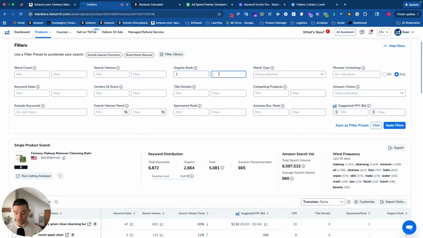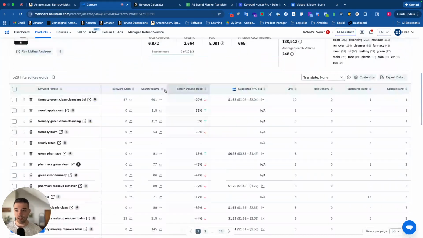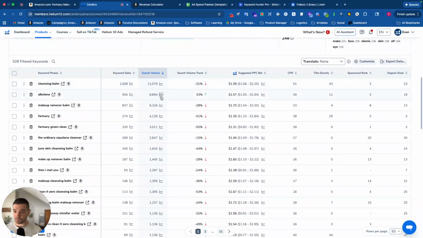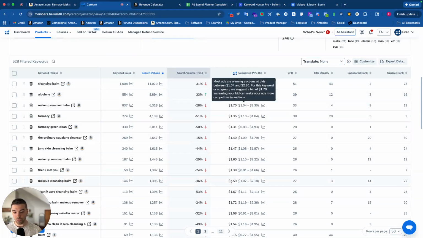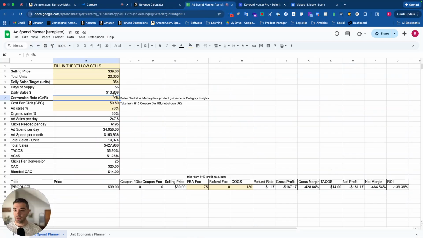I'm getting the most traffic, and then I'm going to sort that by search volume. Cleansing balm looks like their main keyword, and the CPC for that is 1.06 to 2.25, estimated 1.59. And just scanning the top 10 keywords, it's about 1.40 to 1.59, 1.70, 1.59. So we're going to use that as an estimate for the cost per click here, 1.59.